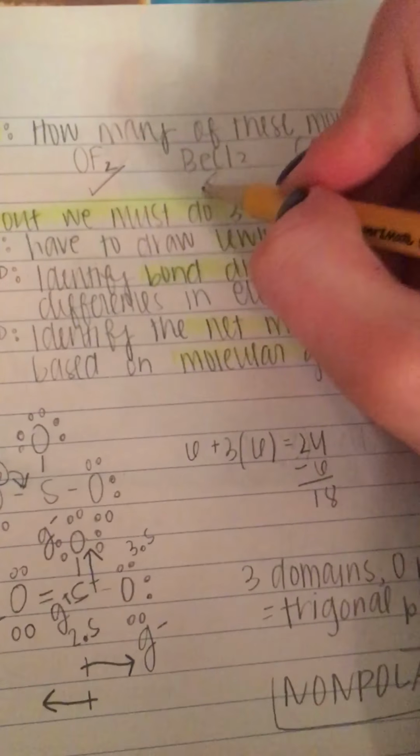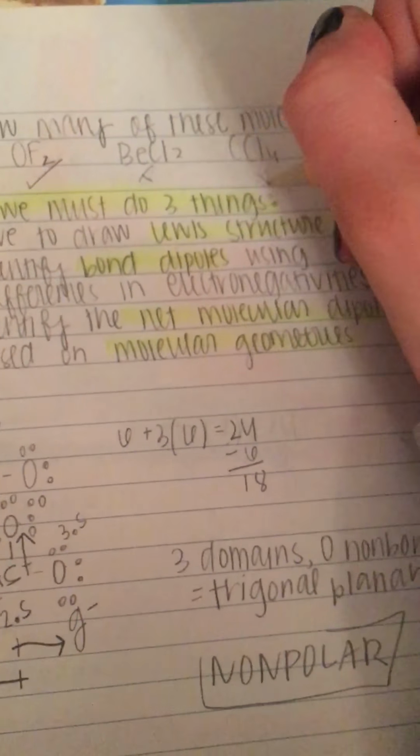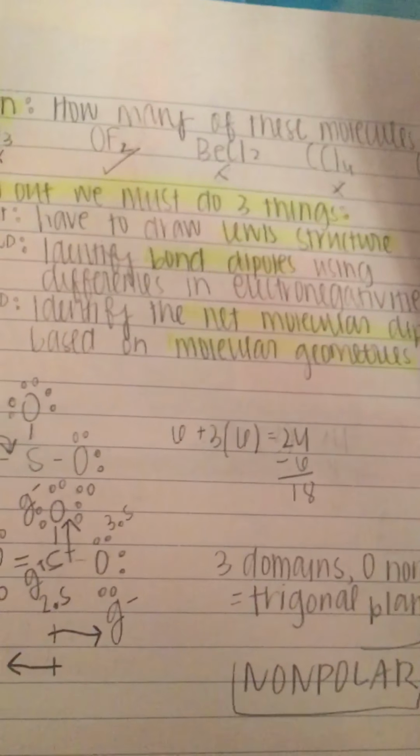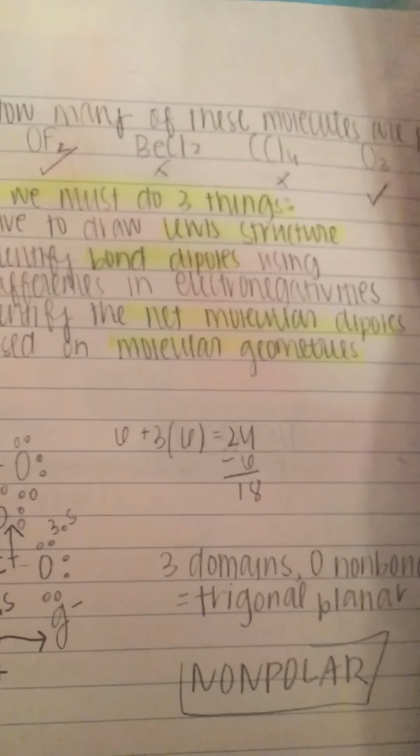So now we have to go back to our question. How many of these molecules are polar? SO3 is nonpolar. OF2 was polar. BeCl2 is nonpolar. CCl4 was nonpolar, but O3 was polar. So we have a total of 2 polar molecules out of these 5.